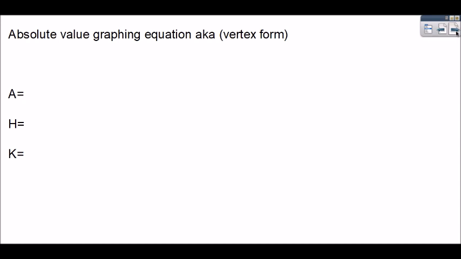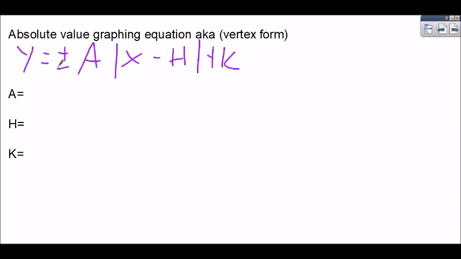So we have an absolute value graphing equation. Some textbooks refer to it as vertex form, and it looks like this. This plus or minus means that if it's positive, our graph is going to be a V that opens up, and if you're positive, you're smiling. And if it's negative, our graph is going to look like this. If it's negative, you're frowning.